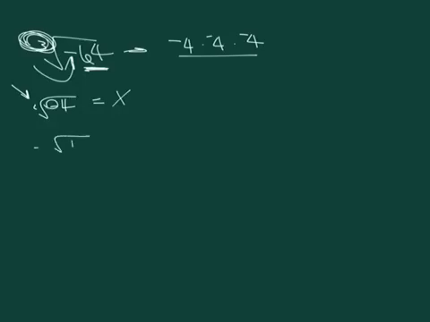Negative square root of 4. The negative is outside the radical sign, so I don't worry about it until the very end, and I tag it on. What's the square root of 4? 2. Bring my negative over here, and I'm done.